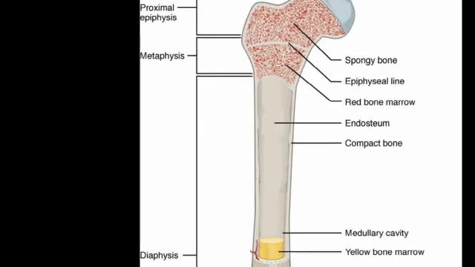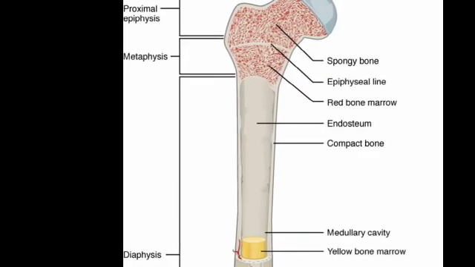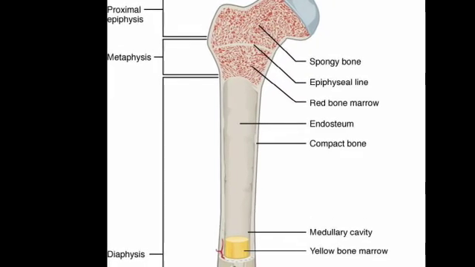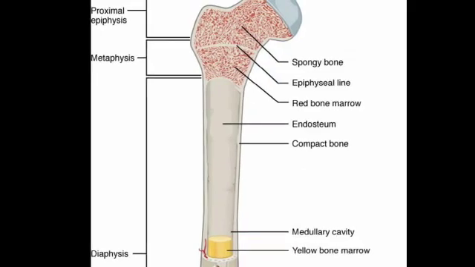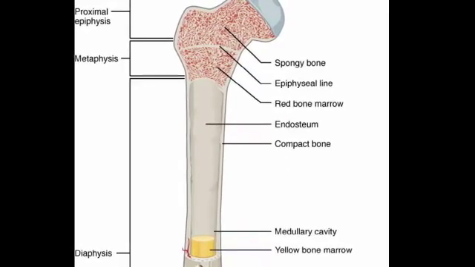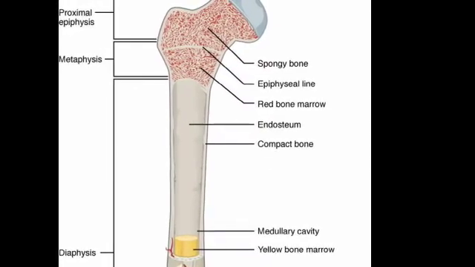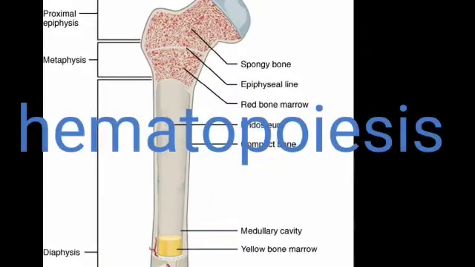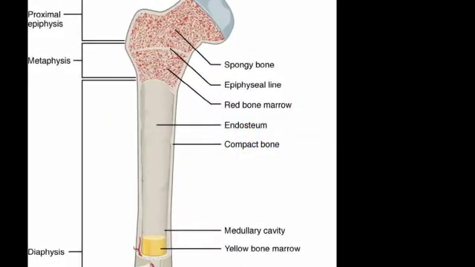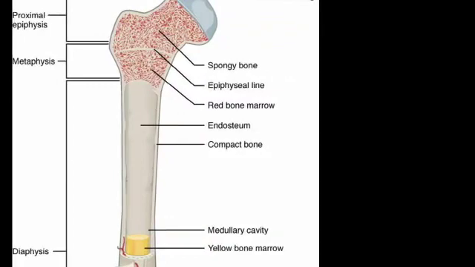The cancellous bone, also called spongy bone, has the bone marrow. The bone marrow is responsible to produce blood cells. This process of producing new blood cells is called hematopoiesis. It also produces lymphocytes, or the white blood cells involved in the immune response.